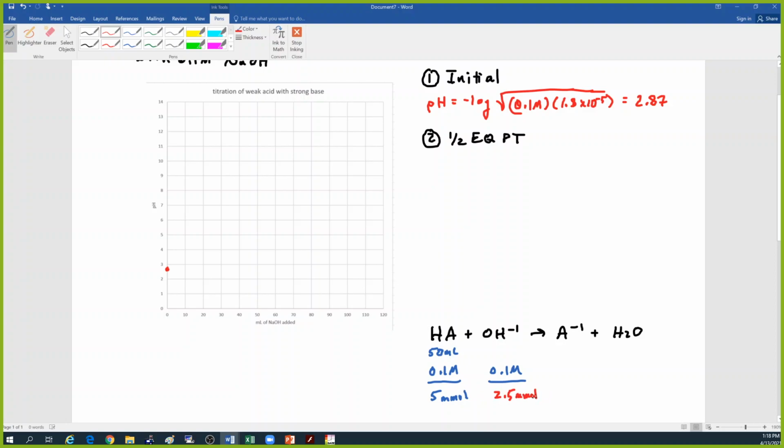Now, by the symmetry of the problem, you can already see it's going to take 25 milliliters to do that. But if the problem was not symmetrical, like if I had a different concentration, I could just divide the millimoles by the molarity, and I'd get back to the volume. Now, the pH at this point we said is simply equal to the pKa. But the pKa is just the negative log of Ka. And when we do this calculation, we find negative log of 1.8 times 10 to the minus 5, about 4.74.